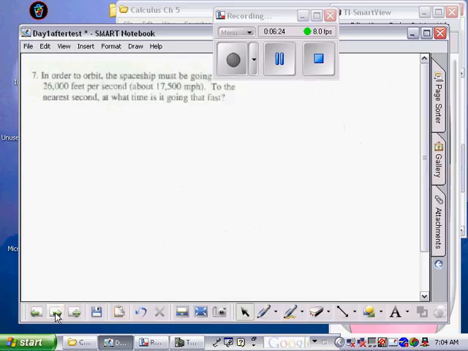Next page. Number 7. In order to orbit, the spaceship must be going at least 26,000 feet per second, about 17,500 miles per hour. So there's your orbit speed, Megan. To the nearest second, at what time is it going this fast? We want our velocity, not 17,000, that's the miles per hour, to be 26,000, right?